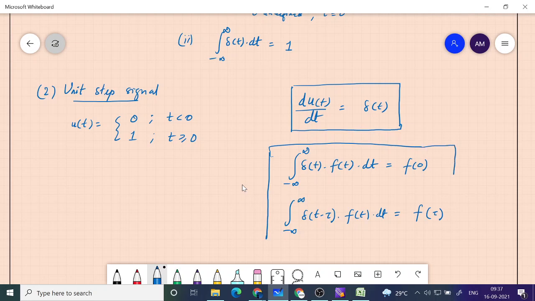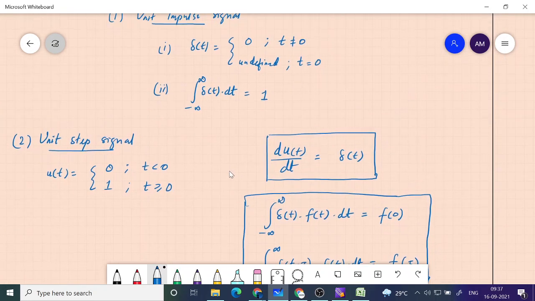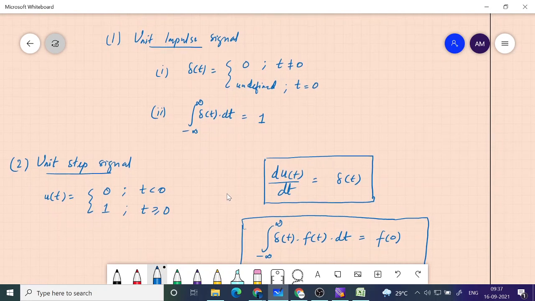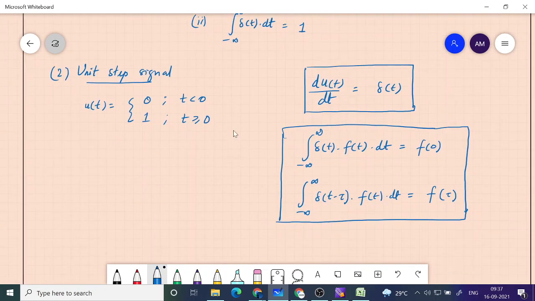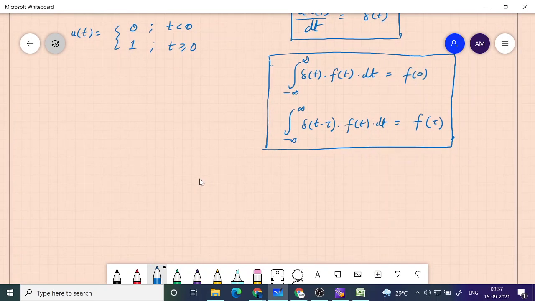The impulse function has various properties, and this is one of the very important properties. So we saw two standard signals, the unit impulse signal and its definition. Then we saw the unit step signal, the connection between the two, and the sampling property. Now the impulse function has various other properties, which we can also have a look at.